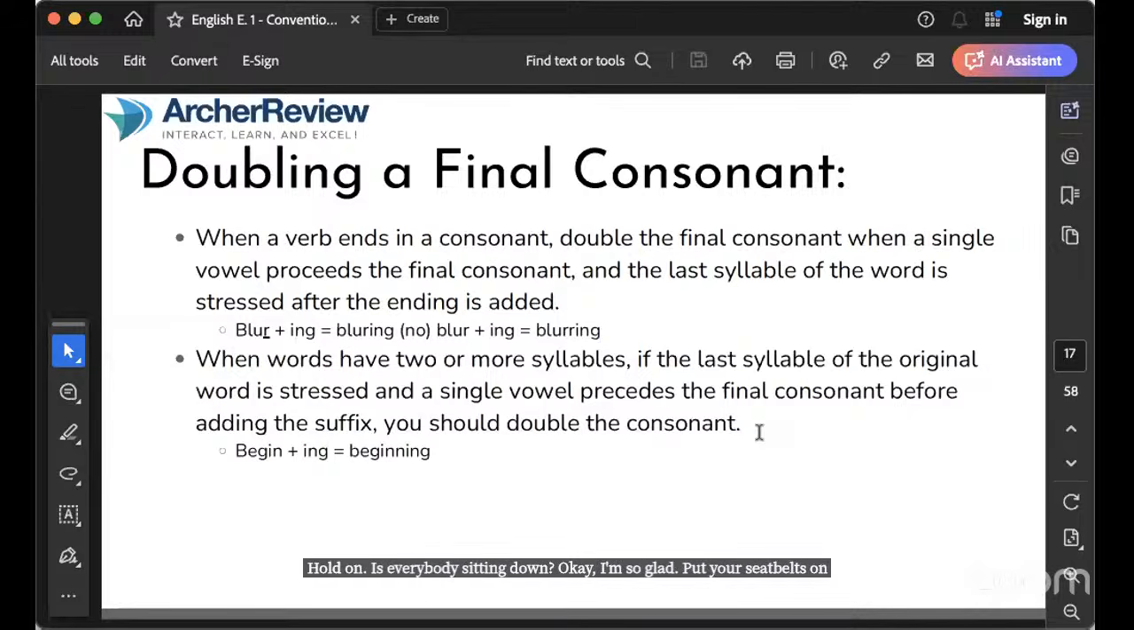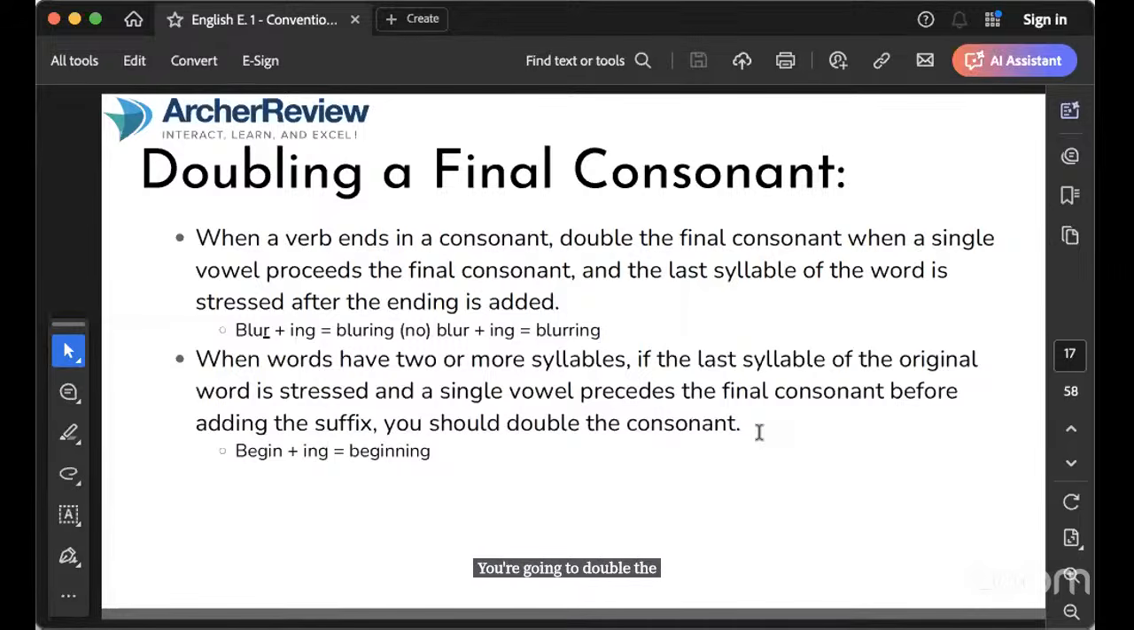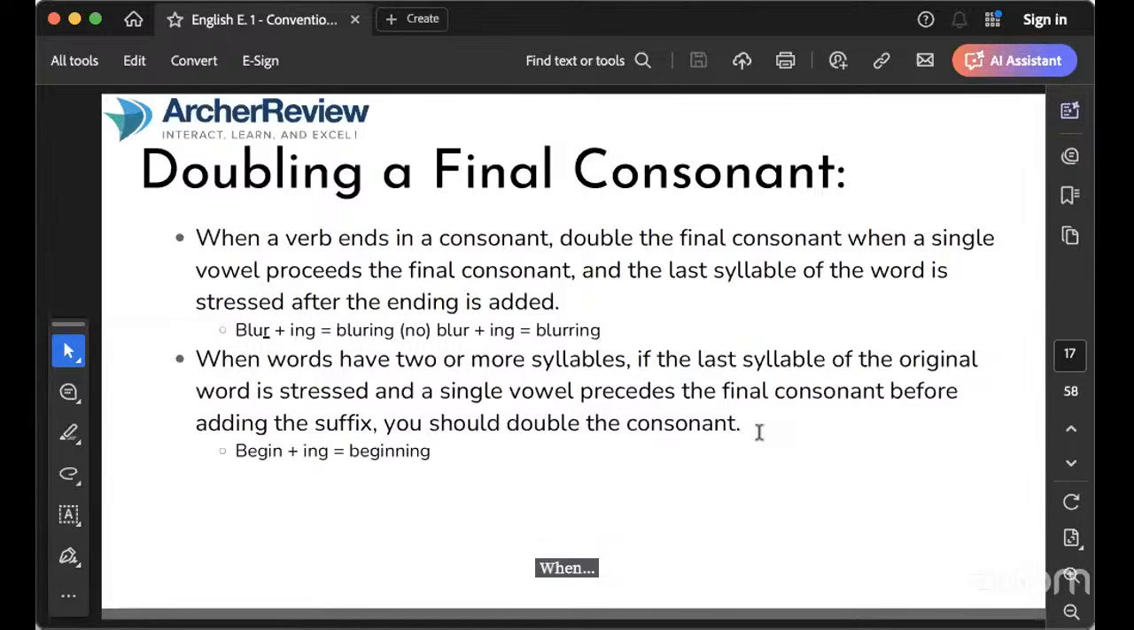So, when a verb ends in a consonant, you're going to double the final consonant, so that last letter of the word, when a single vowel precedes the final consonant and the last syllable of the word is stressed after the ending is added.